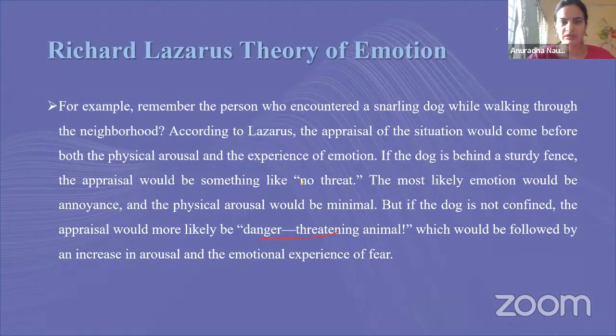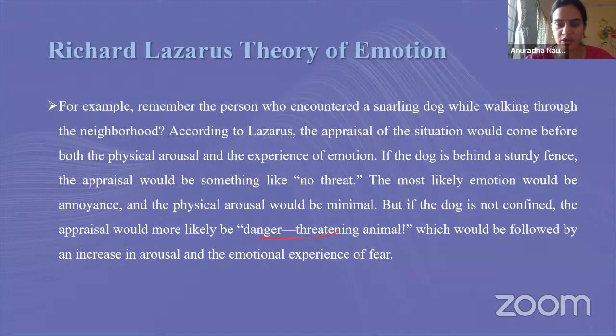So for example, remember the person who encountered a snarling dog while walking down the neighborhood? According to Lazarus, the appraisal of the situation would come between both the physical arousal and the experience of emotion. If the dog is behind a sturdy fence, the appraisal would be something like no threat. The most likely emotion would be annoyance. The physical arousal would be minimal, but if the dog is not confined, the appraisal would more likely be danger, threatening animal, which will be followed by an increase in arousal and the emotional experience of fear.